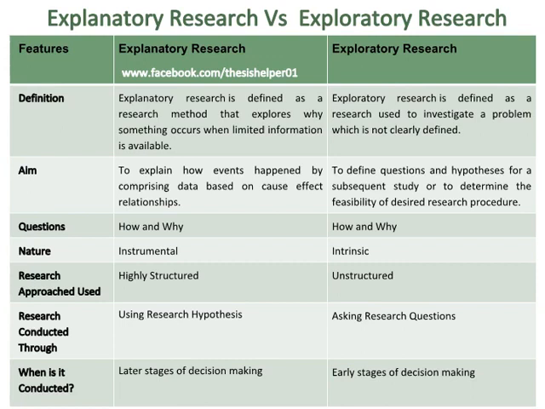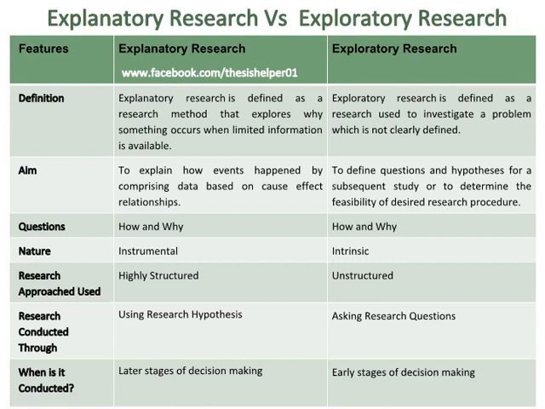The aim of explanatory research is to explain how events happened by comprising data based on cause-effect relationships, whereas the aim of exploratory research is to define questions and hypotheses for a subsequent study or to determine the feasibility of the desired research procedure. While questions of explanatory research and exploratory research both start with how and why, the nature of explanatory research is instrumental, whereas the nature of exploratory research is intrinsic.